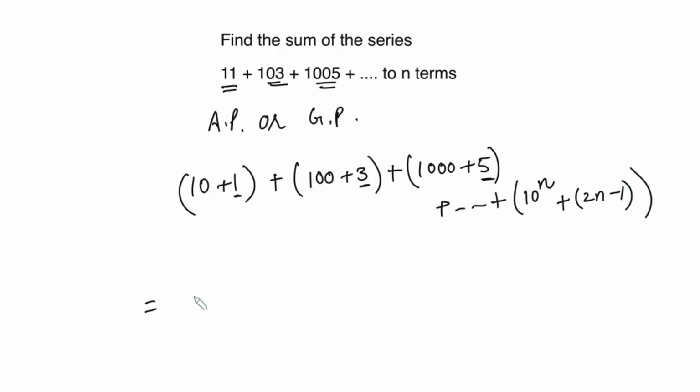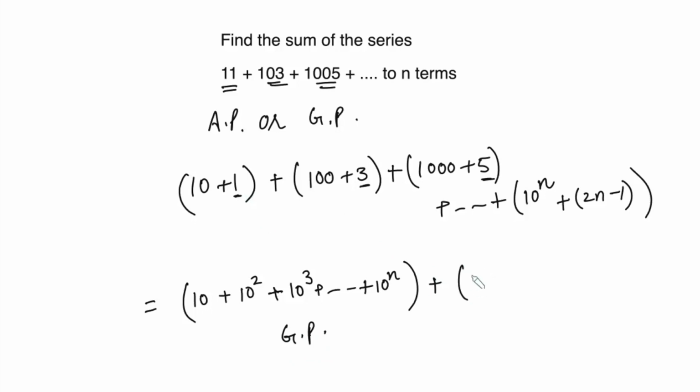Now, if we write all powers of 10 together, it's 10, 100, which is 10 to the power 2, 1000, which is 10 to the power 3, and so on, up to 10 raised to the power n. This is a GP. And the second part, which is 1, 3, 5, and so on, up to 2n minus 1, is an AP.